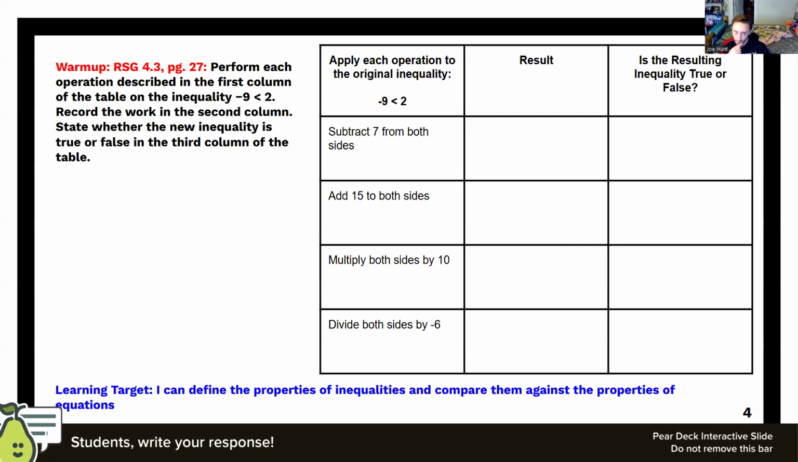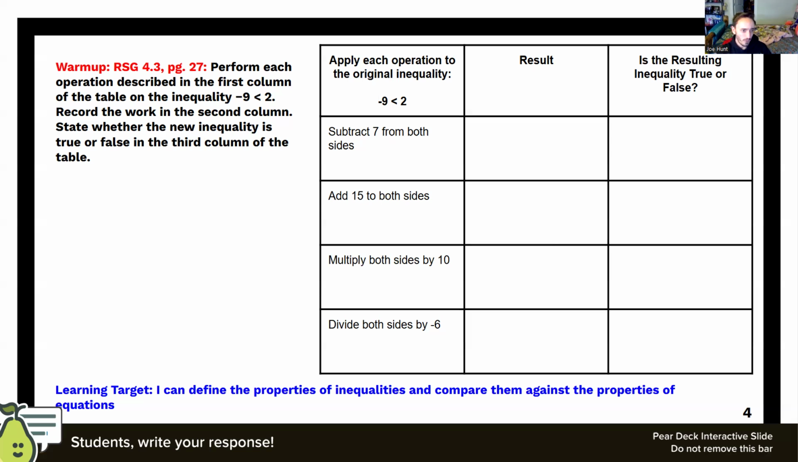Here in Ready, Set, Go 4.3, we are working with inequalities and just getting our feet wet, right? We're working to see if by doing things to both sides of them, we have a result that still comes out true, or maybe it's a little bit different. We want to think about what's going on and why that might be happening. Now, we're going to keep revolving around this original inequality that -9 is less than 2.